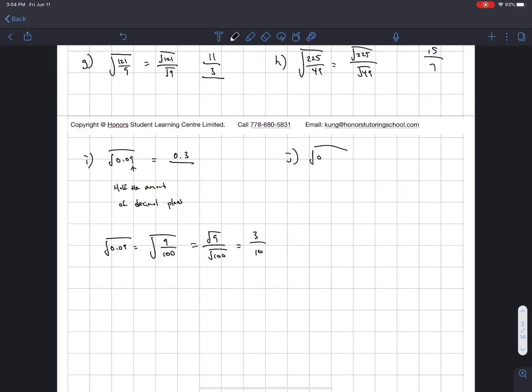J, square root of 0.0625. So again, I will probably just do the square root of 625. I've memorized that already, it is 25. And then there are 4 decimal places, so I just halve the amount of decimal places to have 2 decimal places. Okay, that's it for question 1.